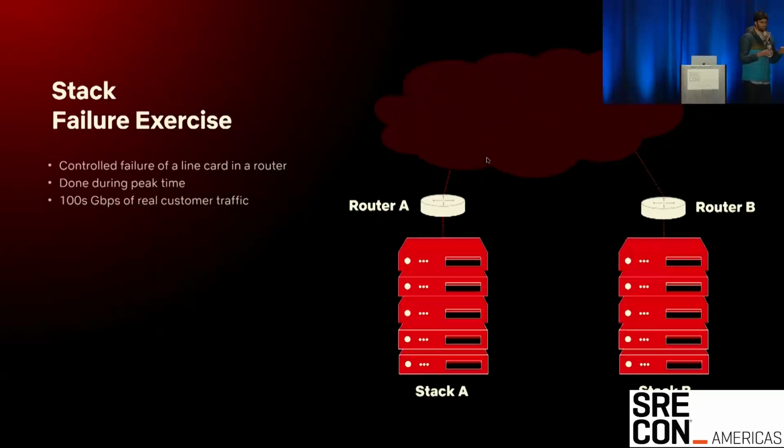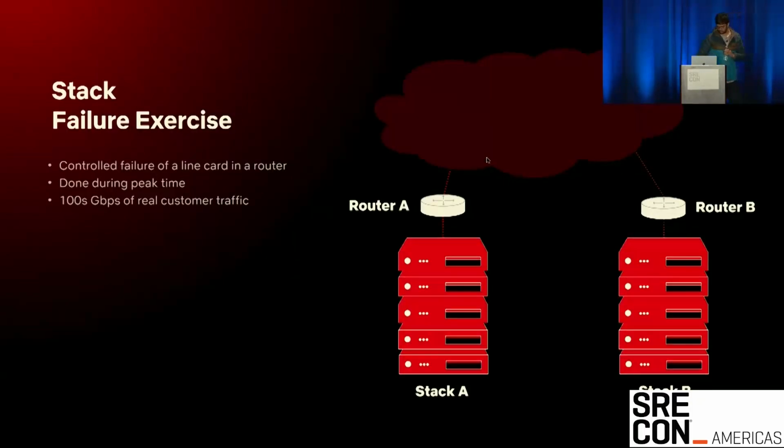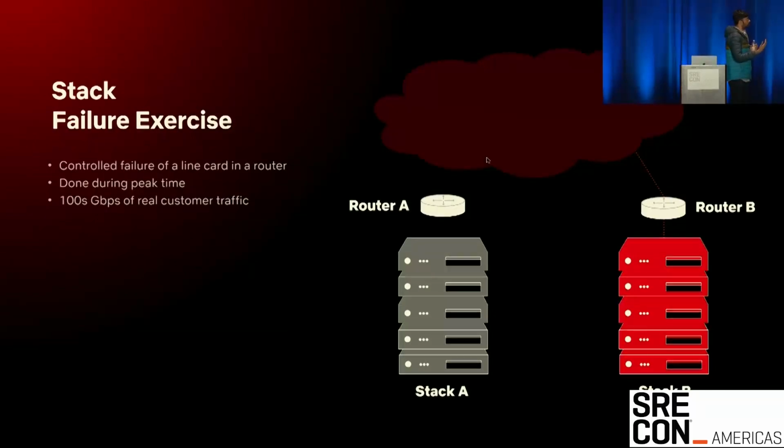And this is not synthetic traffic. This is hundreds of gigs of actual customer traffic that we actually fail. So we shut down a line card, and then all of a sudden stack A goes offline.